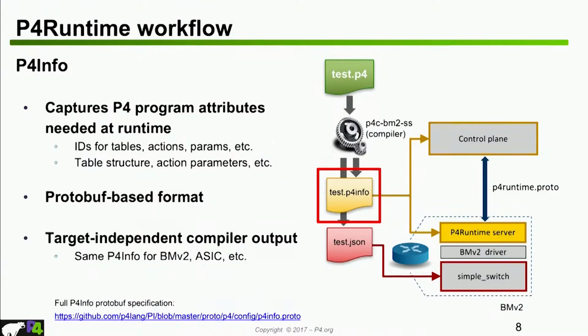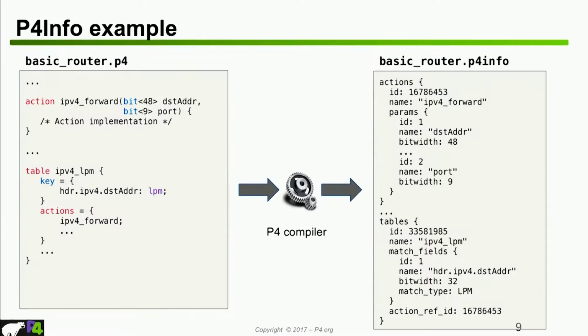So the P4Info affects the control plane and the P4Runtime server you see in this architecture, while the other output of the P4C compiler, for example, in the case of the BMv2 JSON, only affects the data path. So you can see the P4Info is a contract between the control plane and the data plane on the content of the API of the messages. So let's see an example.